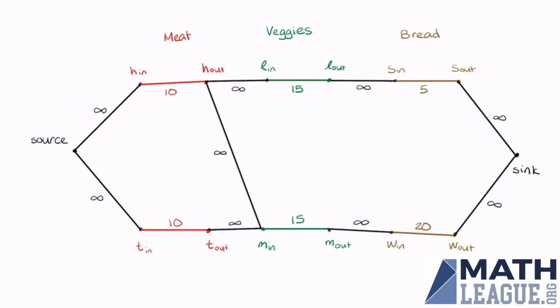And what about these infinite capacity edges? Well, we don't really have to figure out a way to get from the meat to the veggies. We can add as many as we want there, so we just model that as infinite capacity. I guess the other question that you might have is, why are there only some edges of infinite capacity? Why isn't there one here, for instance?